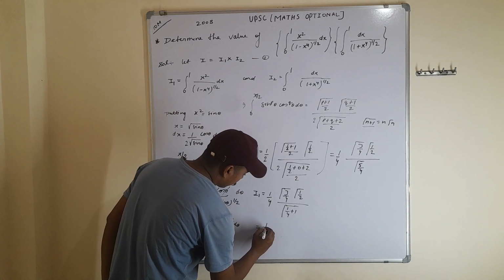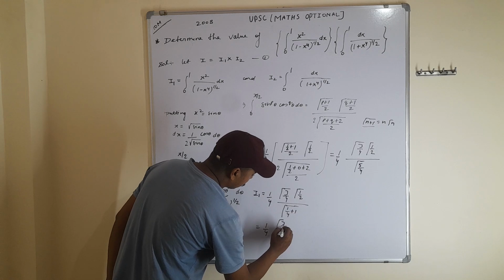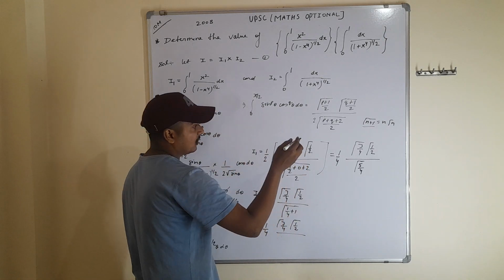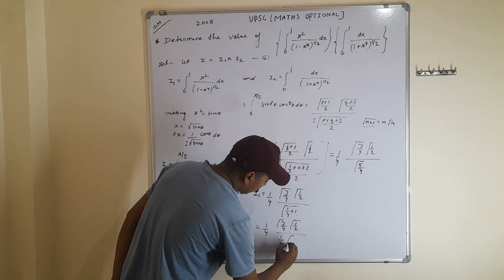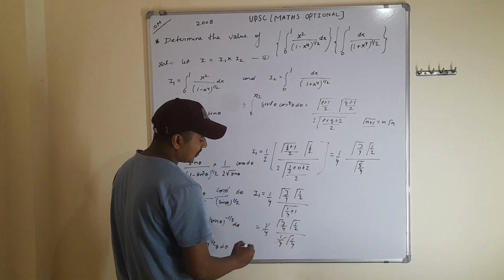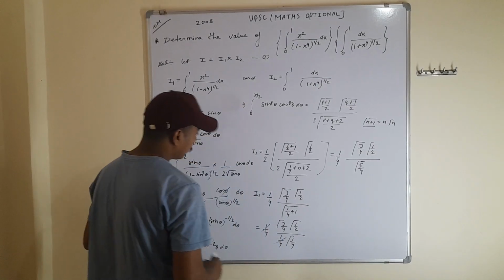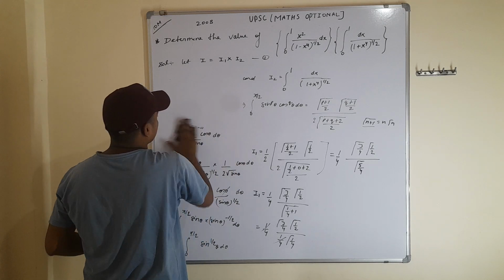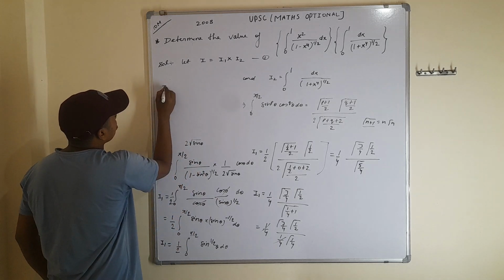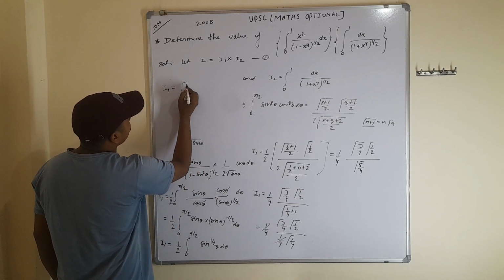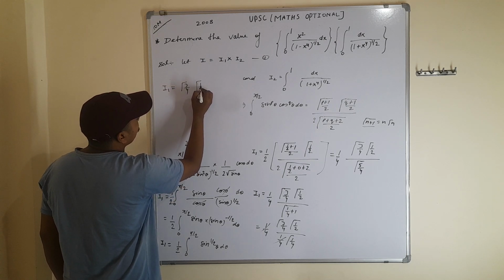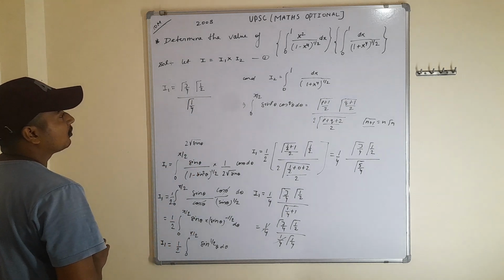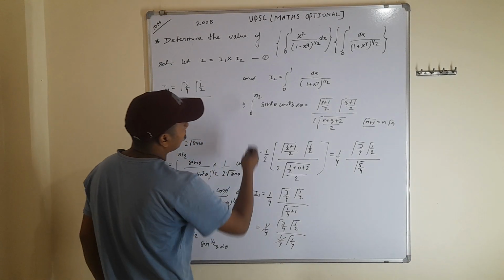So 1 by 4 gamma 3 by 4 and gamma 1 by 2 upon, using the formula gamma n plus 1 is equal to n gamma n, that is 1 by 4 into gamma 1 by 4. 1 by 4, 1 by 4 is cancelled out, that is the value of I1 is gamma 3 by 4 and gamma 1 by 2 upon gamma 1 by 4, and we have to solve I2.